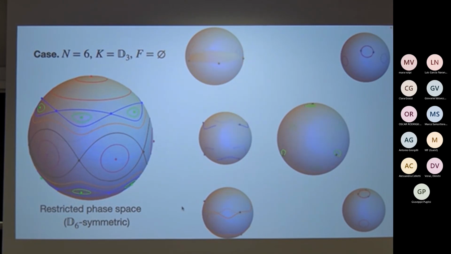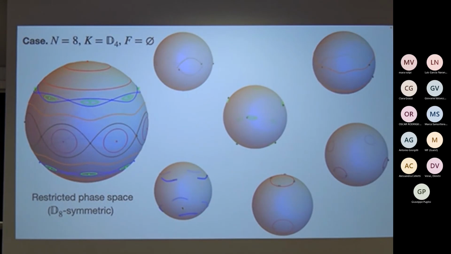And just moving around, interestingly here, you could put n equals 8, k equals D4, then you find a cube inside of here, but this cube happens to be unstable. So instead of finding normal modes of oscillation around the cube, we found heteroclinic orbits connecting the cube to itself. And interestingly here, this is the cuboctahedron, which is the energy minimizer, the configuration with the least energy with this type of symmetries.